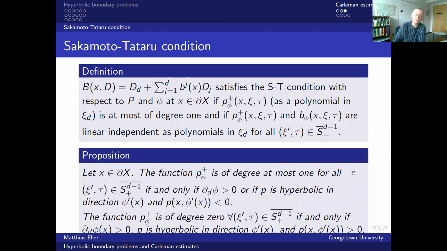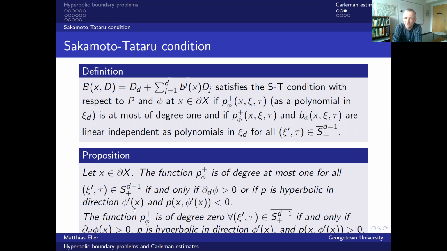Now, following proposition, because I need to control the degree of this polynomial. That's not a given. In hyperbolic theory, this is perfectly fine, but now with Carleman estimates, this is actually difficult. Now, this is of degree at most 1, if either the normal derivative or the inward normal derivative is positive. That's really this condition already shown by Lebeau and Robbiano, essentially. Or if it's hyperbolic in a direction orthogonal to the boundary.